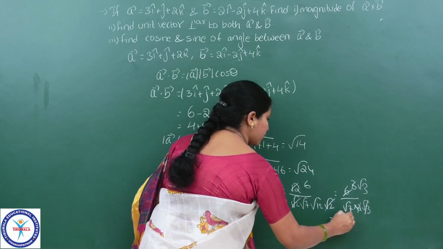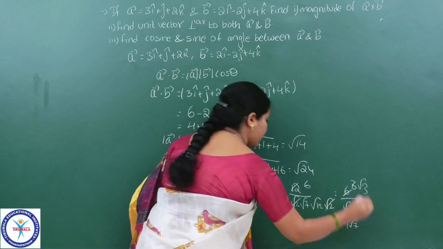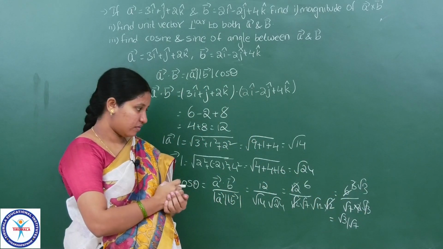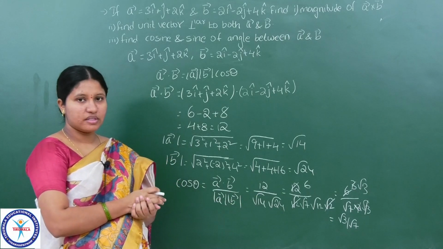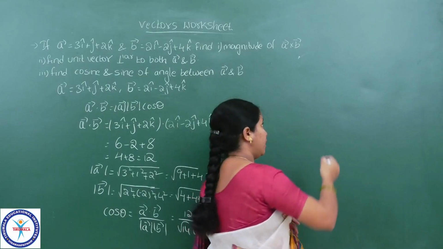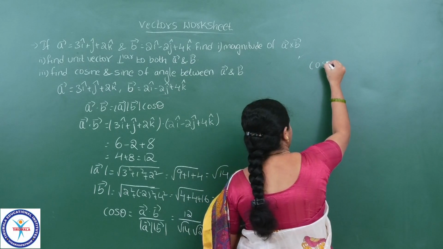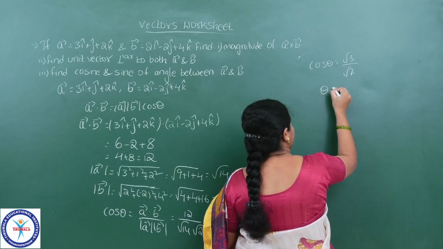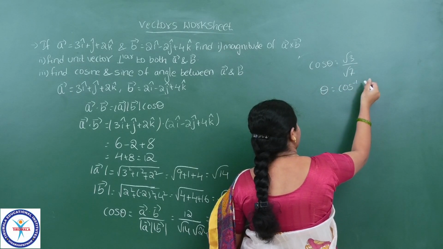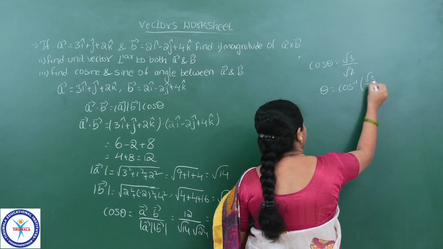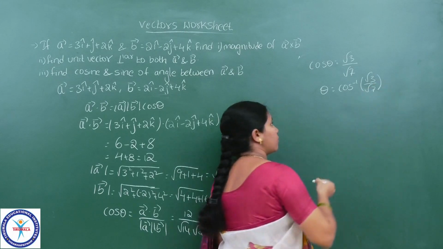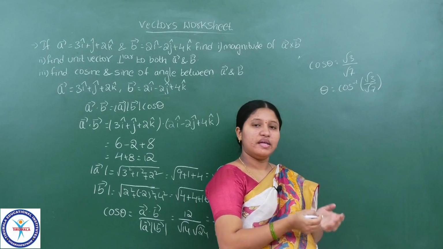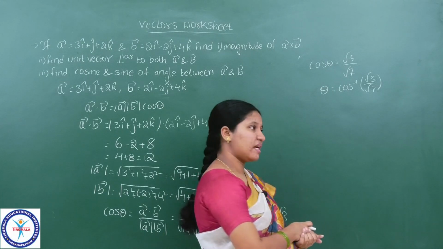So we get root 3 by root 7 is the angle, that is cos theta is equal to root 3 by root 7. So we have obtained cos theta value is equal to root 3 by root 7. So theta equal to cos inverse of root 3 by root 7. He asked cosine of the angle. So cos theta is equal to root 3 by root 7, and he also asked to find out sine.